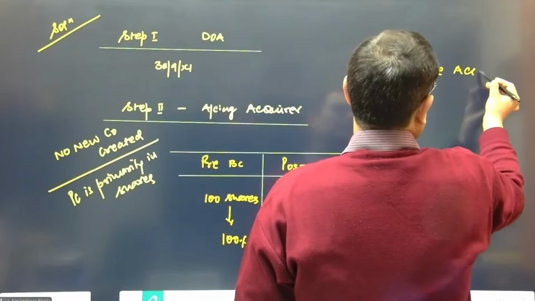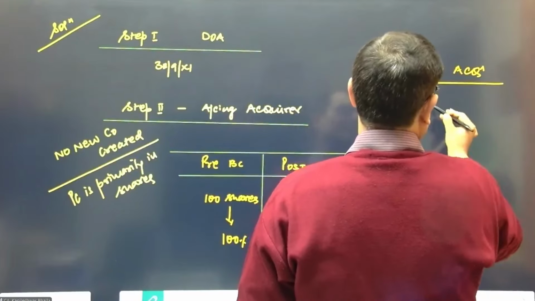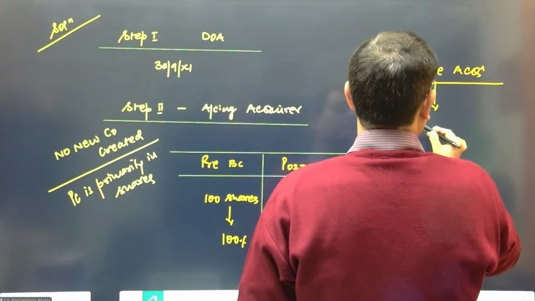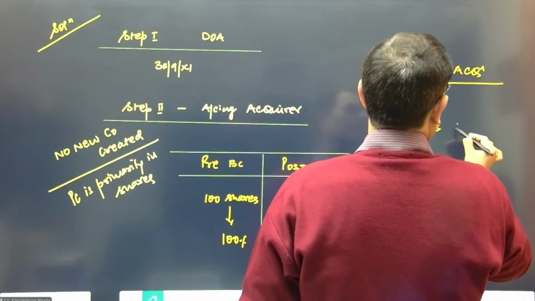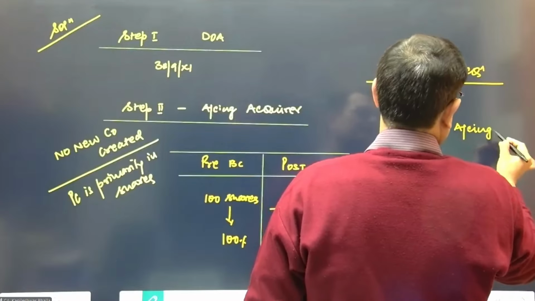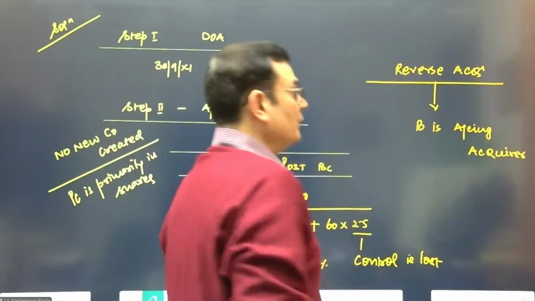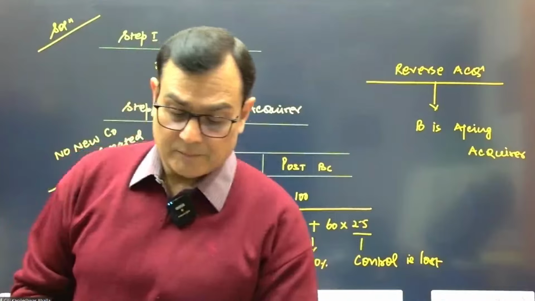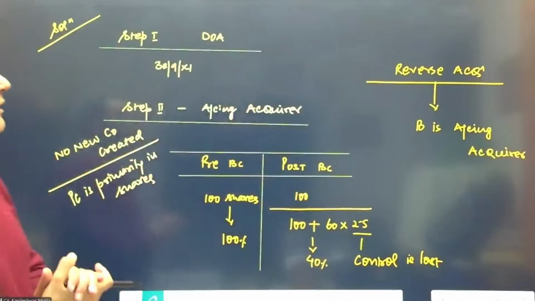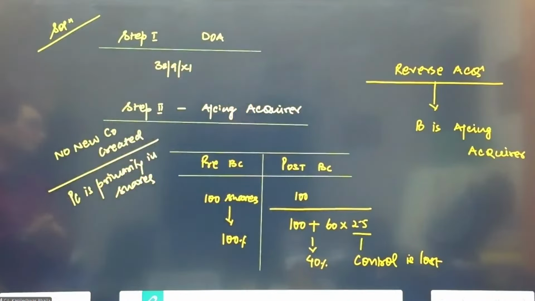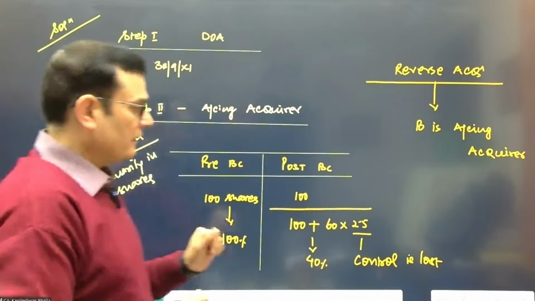So if it is a case of reverse acquisition, we can clearly say that in this case B is the accounting acquirer. B becomes the accounting acquirer, though it is the legal acquiree, but it becomes the accounting acquirer from the perspective of 103. Okay, so that is step number 2, identifying the acquirer. Let's now go to step number 3.